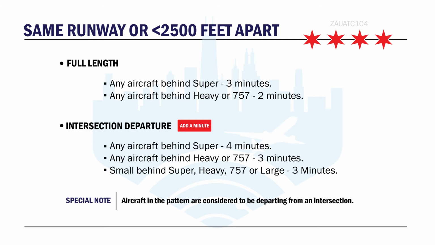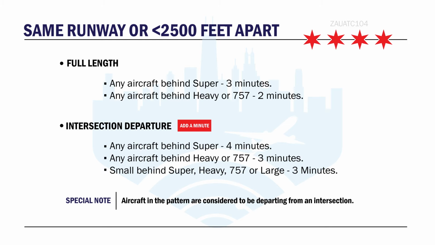Things get a little tricky when you depart an aircraft from an intersection behind another aircraft. General rule of thumb, you add a minute. So if you have an aircraft holding short of runway 4 right at Chicago Midway on Foxtrot, and you just departed a super, which is something you'll see, not necessarily in real life, but on VATSIM we do encounter supers at Midway from time to time, that will be 4 minutes. So we add 1 minute to make it 4 minutes.